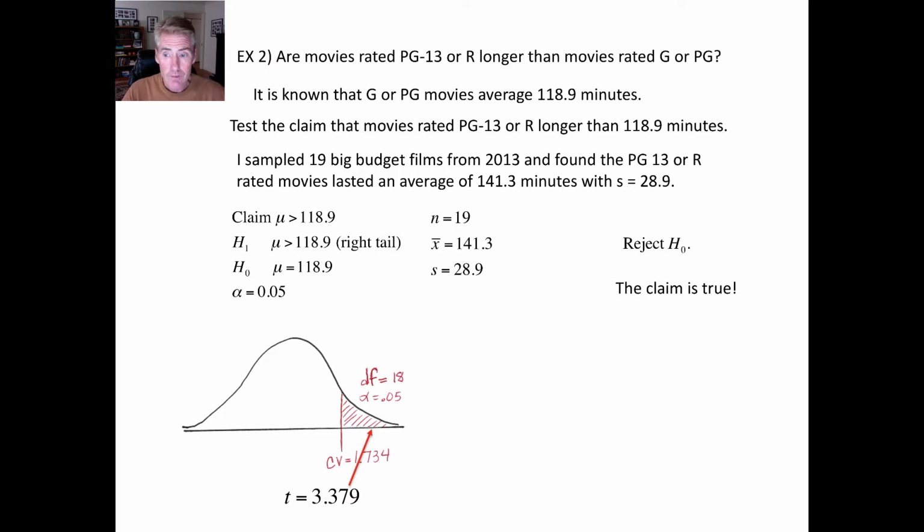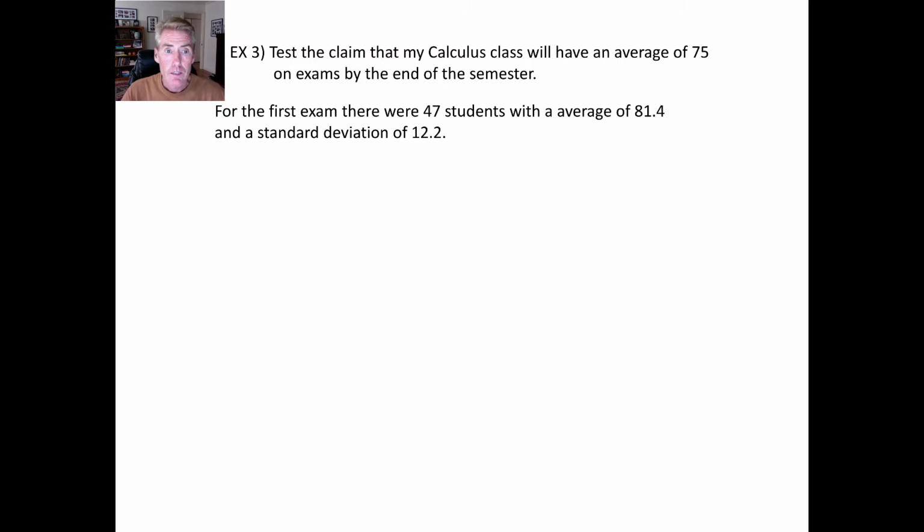Another example, you say? Okay, example number 3. So I did a pre-calculus class, and now what about calculus class? I claimed that they're going to have an average of 75 on exams by the end of the semester. 75 is perfectly average. This semester, on the first exam, there are 47 students. That's a big class. And the average is 81.4. That's a very good score for the first test. And a standard deviation of 12.2.